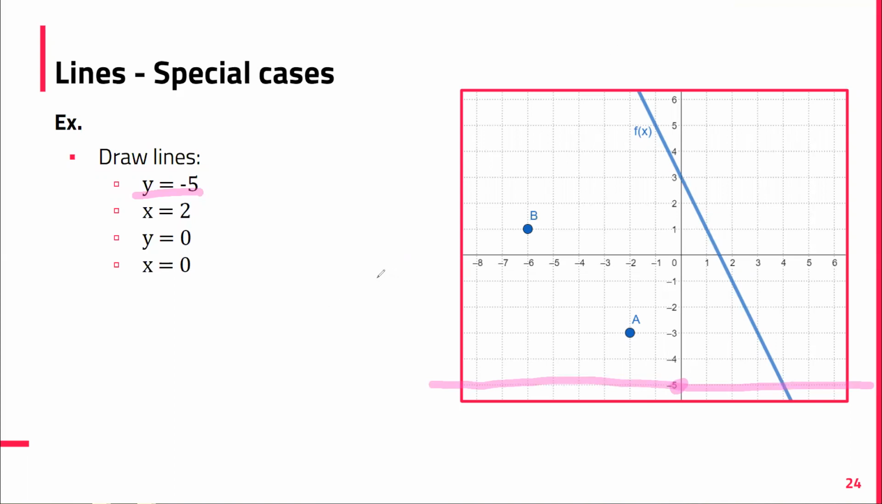Right, parallel to the x-axis. The way to understand this is it's basically y equals 0x minus 5. And a slope of 0 means a perfectly flat horizontal line like this. The next one, x equals 2. What can we do here?